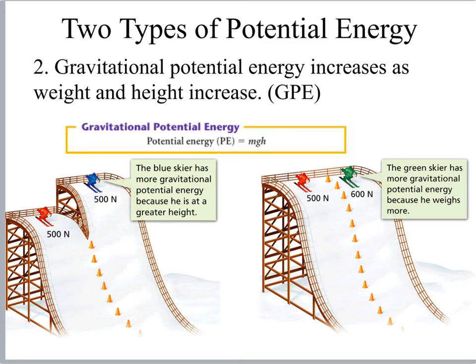So if you look at the two skiers here, this is pretty much common sense. If you have two skiers that have the exact same mass but are at different heights, the skier in blue over here is going to have the greater potential because he is at a higher distance. The second one over here, if they're at the same height but the masses are different, the one that is heavier in terms of mass is going to have the greater potential to go faster.